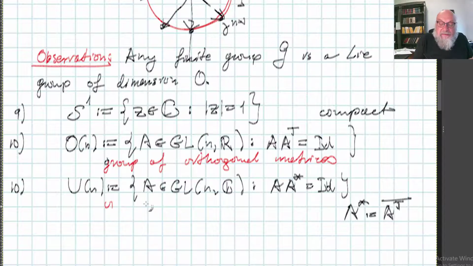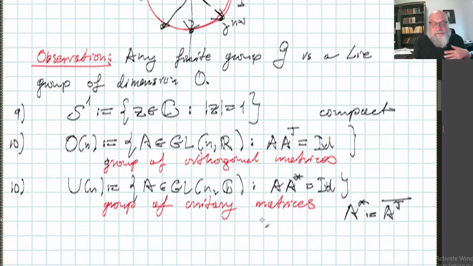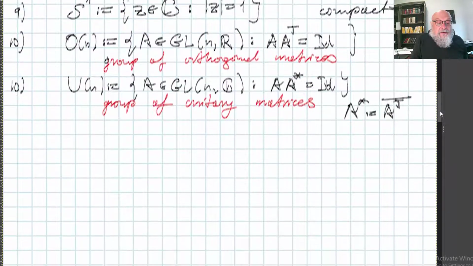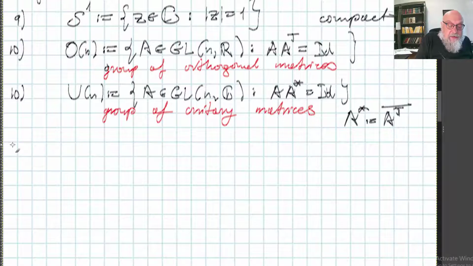Group of unitary matrices. So let's go a little further. Let's introduce a couple more. So this will be 11.